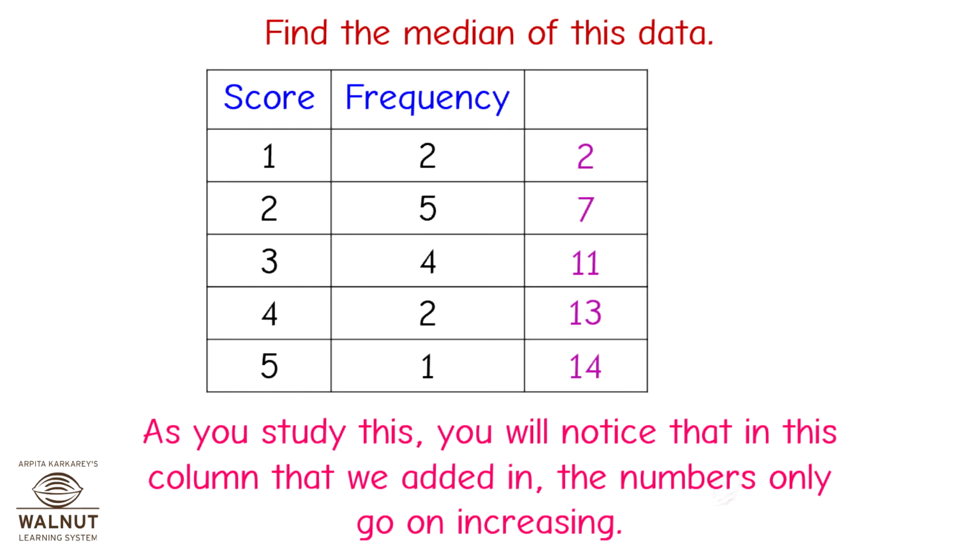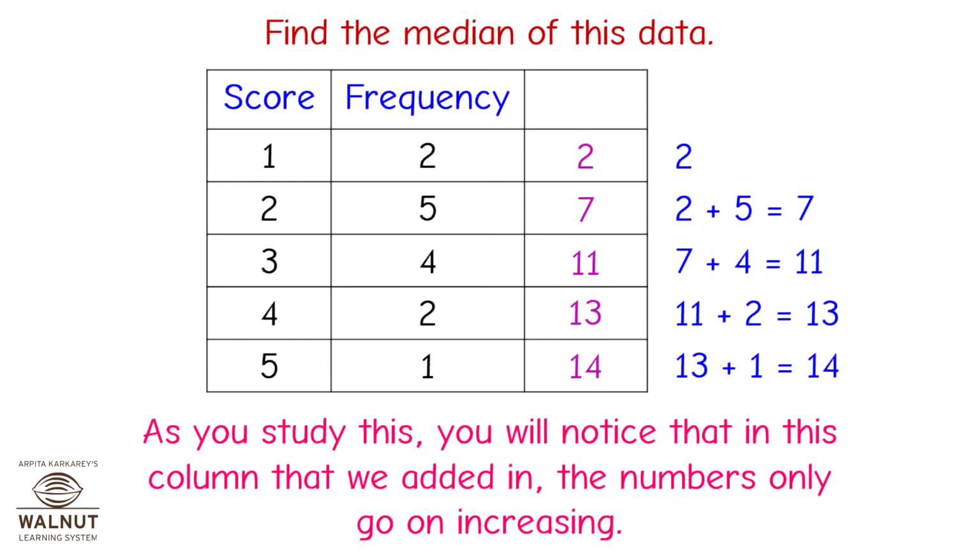We can also find this by adding the frequencies. We write the first frequency as it is, that is 2. In the next row, we add the frequency to this number. So, we have 2 plus 5 is equal to 7. Again, 7 plus 4 is equal to 11. 11 plus 2 is equal to 13. 13 plus 1 is equal to 14. So, the last one is 14. We know this is correct since we do have 14 terms in the data.